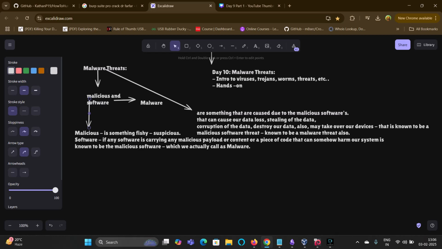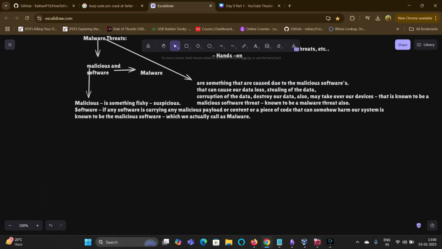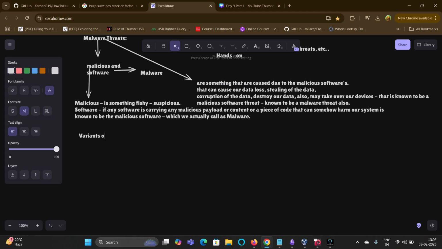I hope this is pretty clear, what is a malware threat. Now we are going to learn about the various variants of malware threats. Number one, virus. Number two, worms. Number three, trojans. In this video, we are going to discuss all these variants of malware threats, which are particularly virus, worms, and trojans.